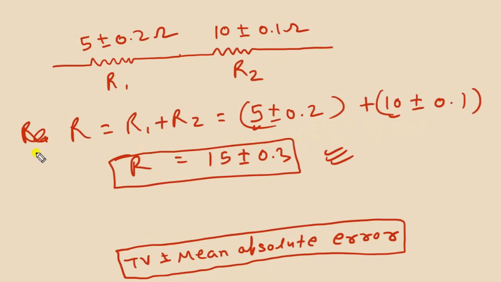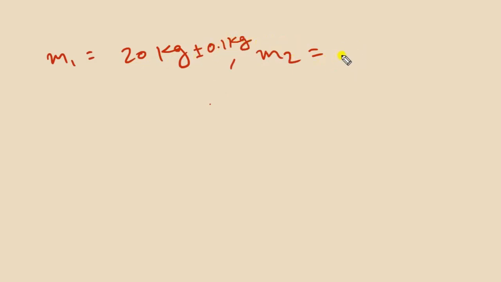Let's take an example of subtraction also. Let's say there is a mass M1 of 20 plus minus 0.1 kilogram, and there is another mass M2 with value of 30 plus minus 0.2 kilogram. Now suppose we want to do M2 minus M1.